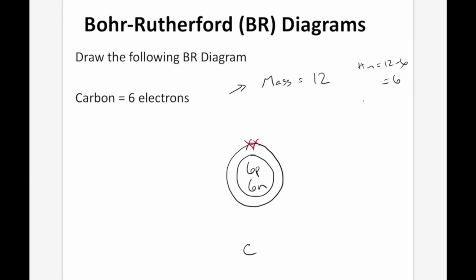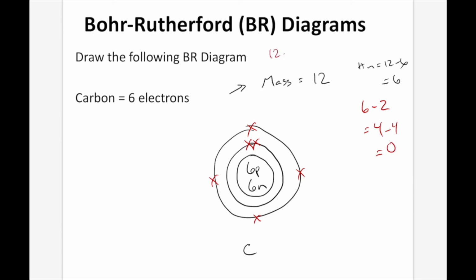We started with 6, we used 2, we have 4 left. We're going to draw our second orbit. And we're going to go north, south, east, west. We've used all 4, we have 0 electrons left, and we're done. The one thing you need to keep in mind when you're figuring out your mass is that we're always going to round our mass. So for instance, carbon is going to be closer to 12.0107, so we round it to 12.